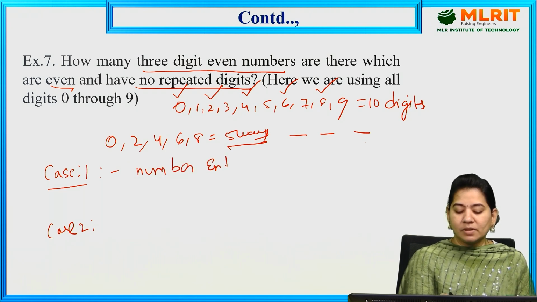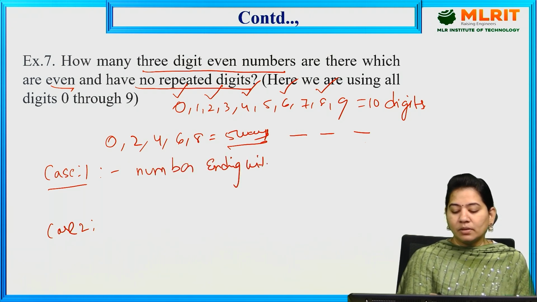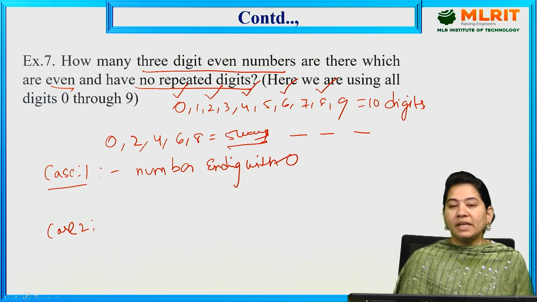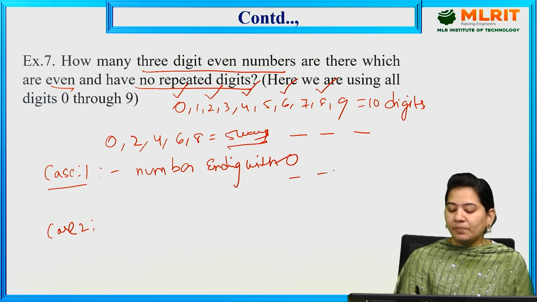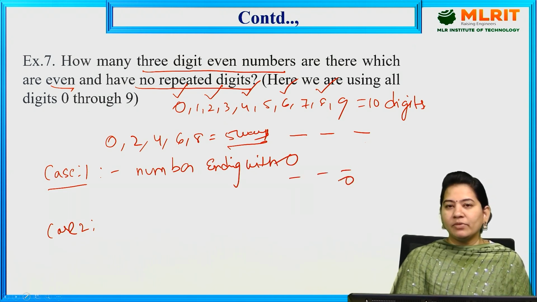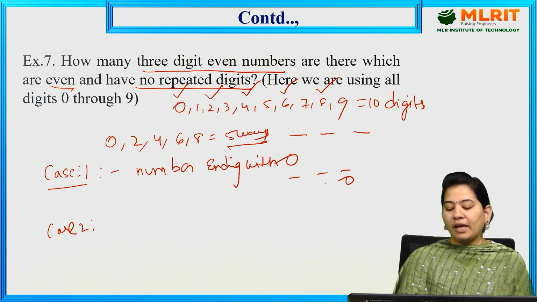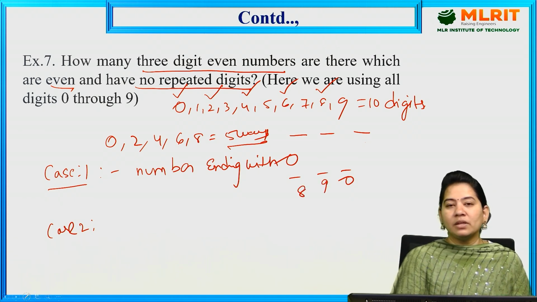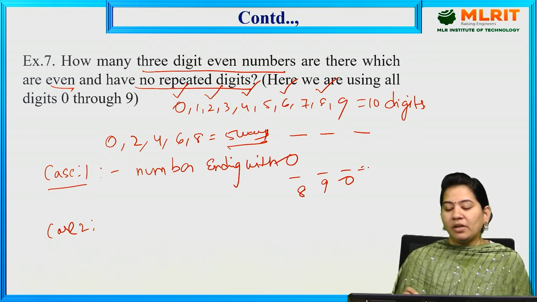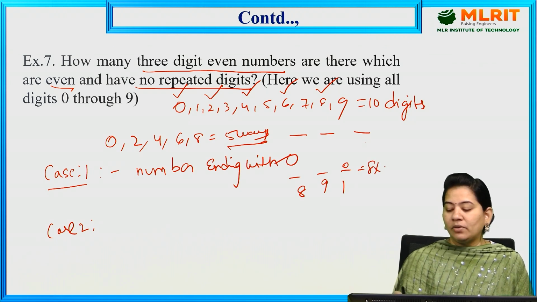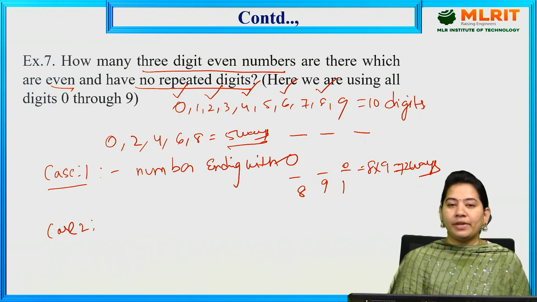Let us suppose the number is ending with 0, a 3-digit even number. Obviously, the next one will have 9 ways and the other one will have 8 ways. So how many do we have here? If the number is ending with 0, we have only one choice there. So that is 8 into 9, which is a total of 72 ways for numbers ending with 0.